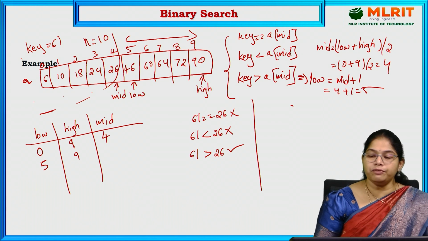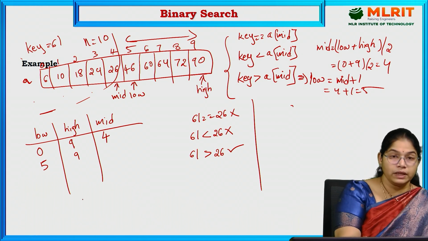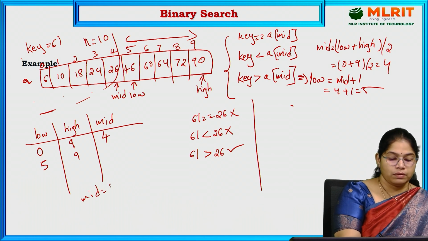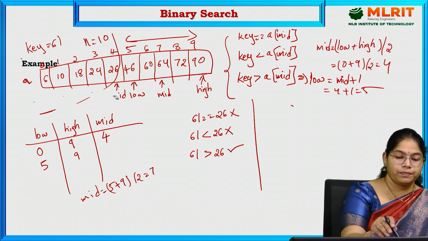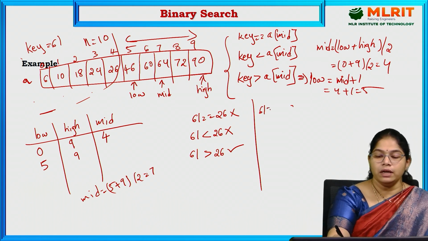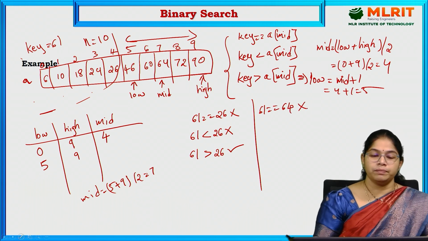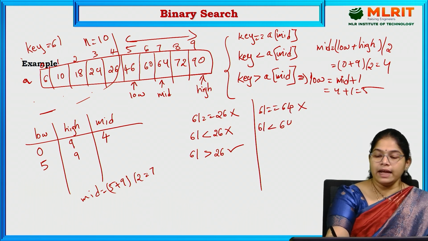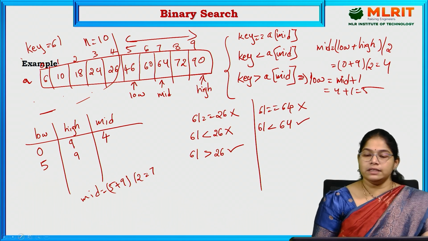Now again we have to find the mid value. So now mid is equal to 5 plus 9 by 2. So it is 7. Now mid value is here. Now again we have to go with the 3 conditions. We have to check is 61 equal to A of mid, that is 64? No, this condition is false. 61 less than A of mid? A of mid is 64. 61 less than 64. Yes, now the condition is true.